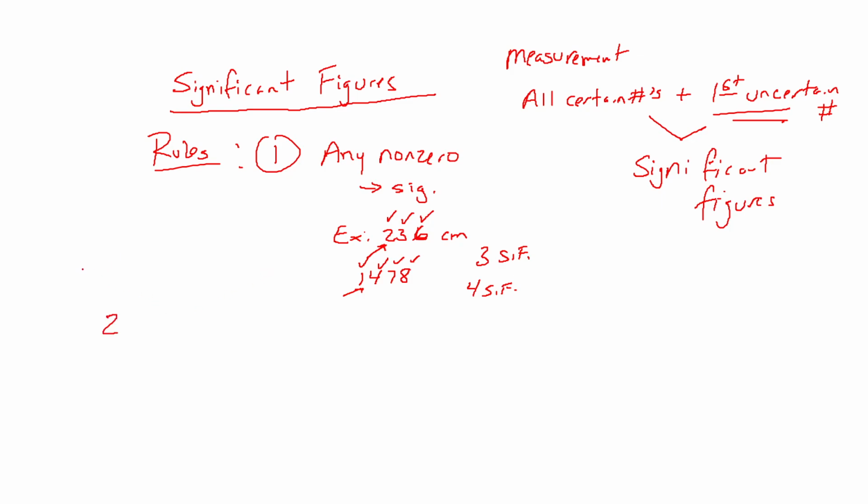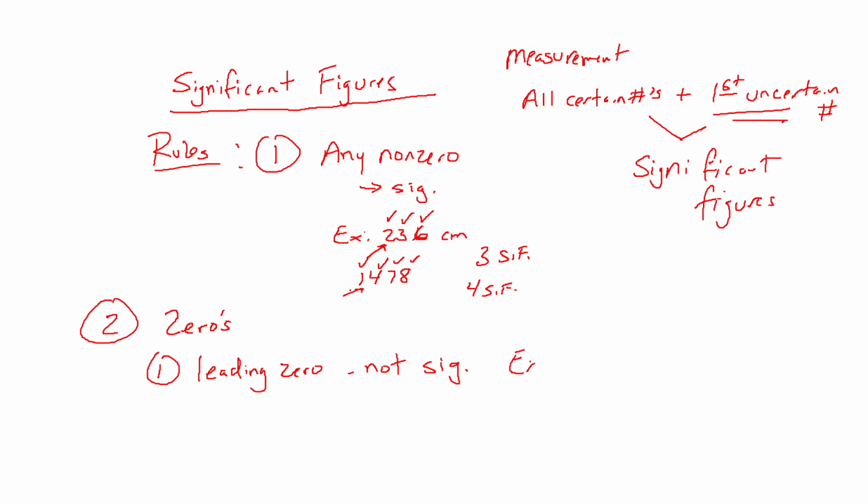Now, the rules that give people a hard time are really the zeros. And there are kind of 3 types of zeros that you come across. The first one is sometimes referred to as a leading zero, and those are not significant. Any zeros that come before the very first non-zero number are not going to be significant.